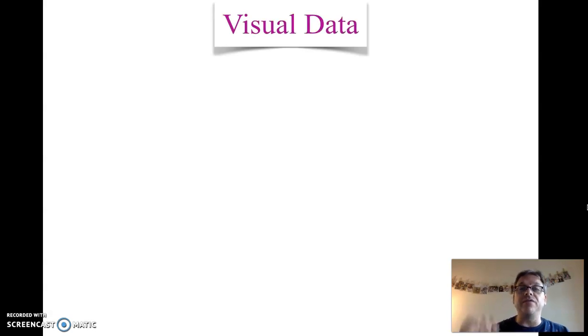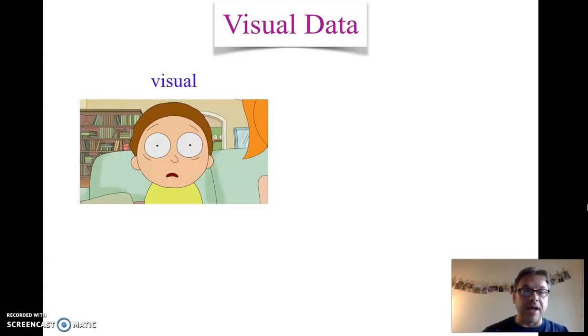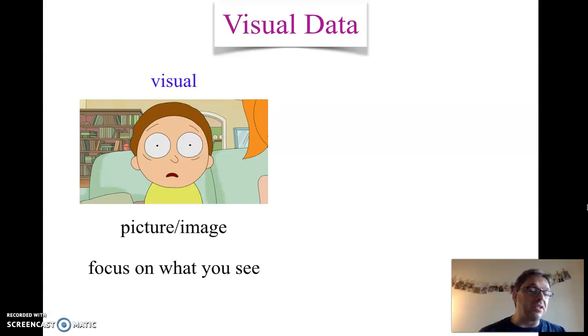Today we are looking at visual data. Now you might not know what that means. You'll know it when I show you some examples, but let's talk about what it means. Visual is about something that we see, a picture or an image. Visual focuses on what you see, okay? So even though we use our eyes to read, reading is not necessarily a visual representation. A painting is visual. A photograph is visual.